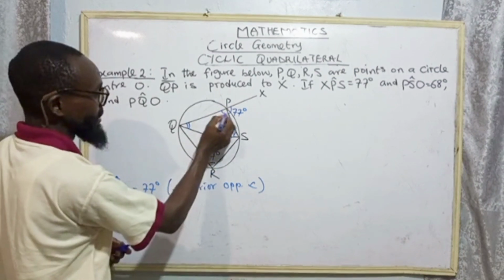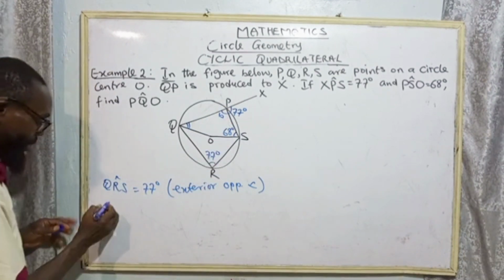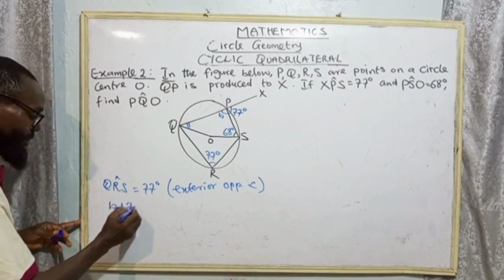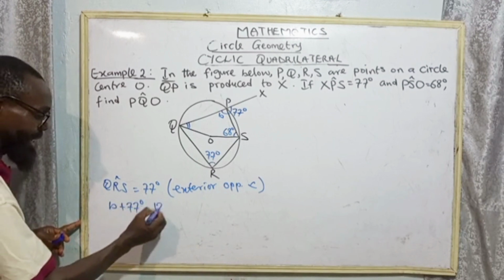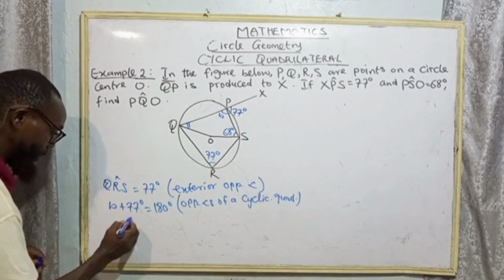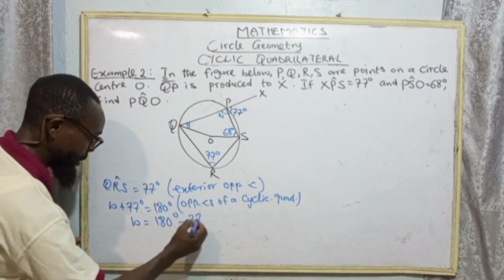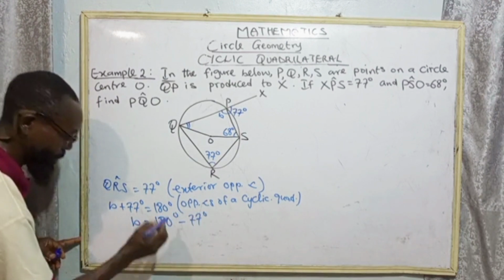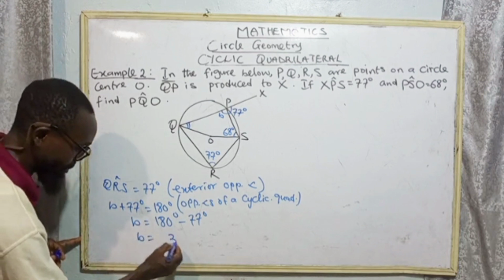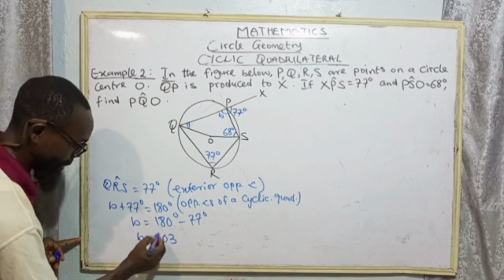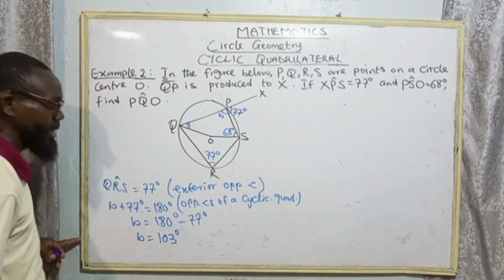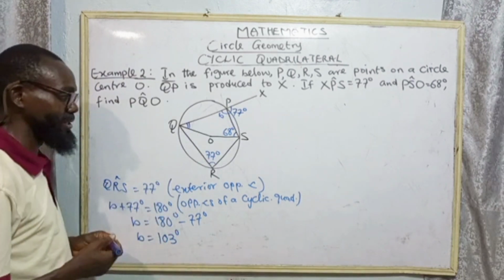Let me call this place B. Angle B plus 77 degrees is equal to 180 degrees. B equals 180 degrees minus 77 degrees. My angle B equals, we have 3, that's 103 degrees. I've gotten my B, 103 degrees.